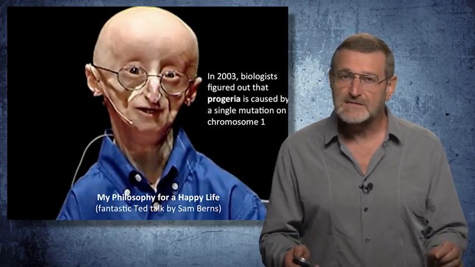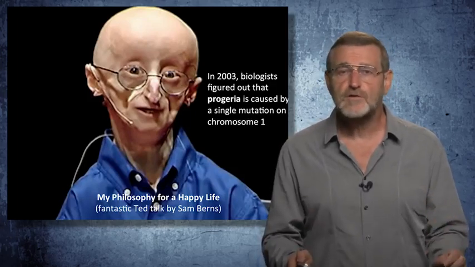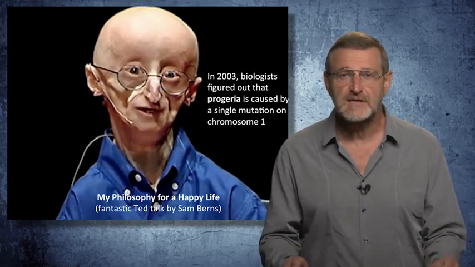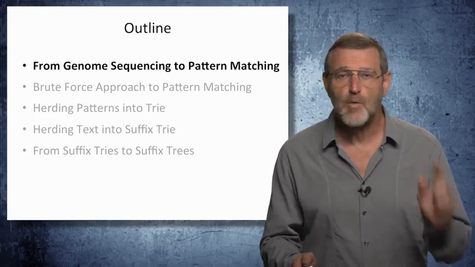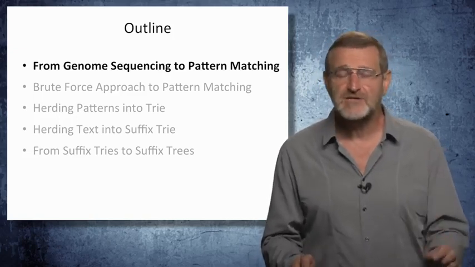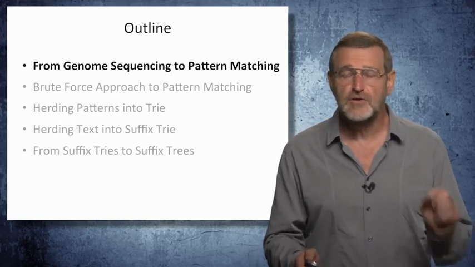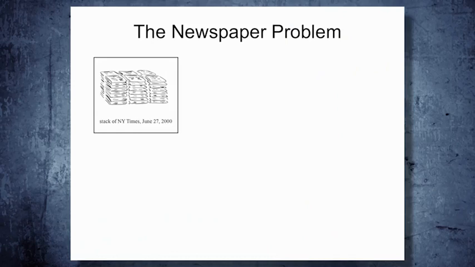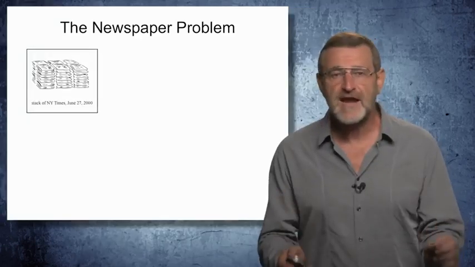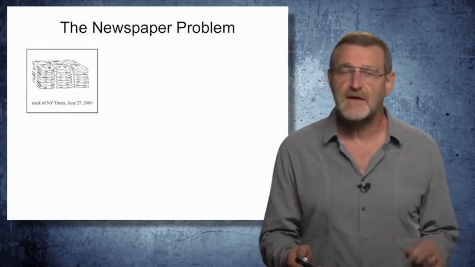Sam Berns gave a fantastic TED Talk when he was 16. He was talking about his life, and a year later, he died. Sam was suffering from a rare genetic disease called progeria. Children with progeria, often with above average intelligence, look old already at age 10 and usually die in their teen years. But for many years, biologists had no clue what causes progeria, but in 2003, they figured out that progeria is caused by a single mutation on chromosome 1.